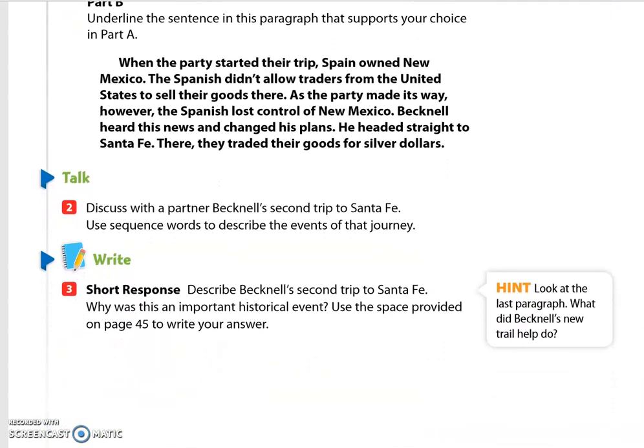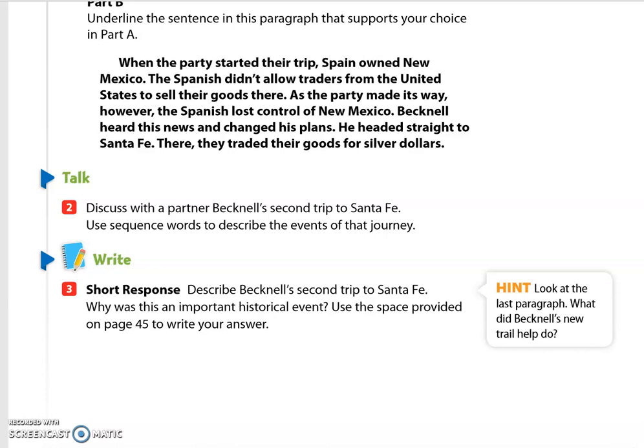Let's look at the talk section. Use your sequence words to describe the events of the journey. Discuss with someone in your home who is helping you today. Discuss the second trip to Santa Fe. Use sequence words to describe the events of that journey.